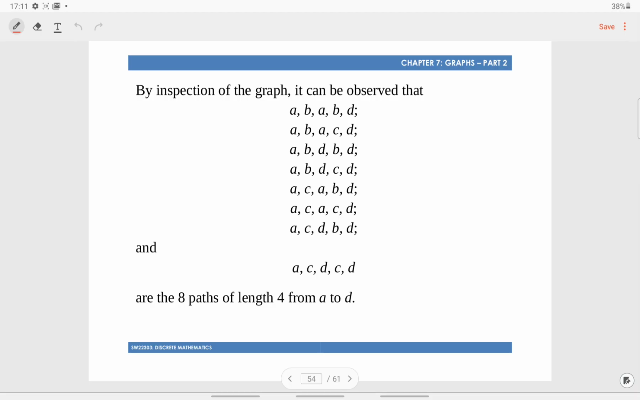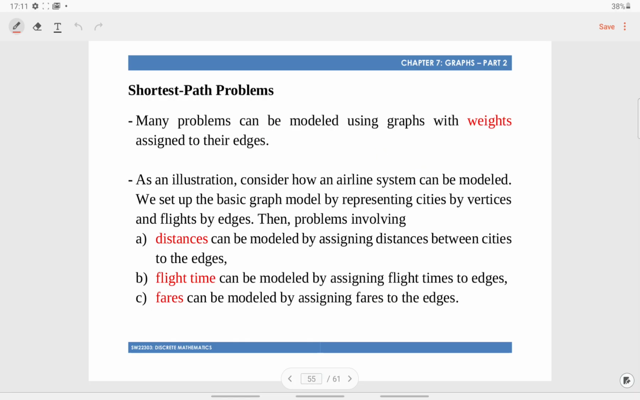Okay, so we can list down all the paths. As we can see here, there are exactly 8 different paths to move from A to D, all with the same length 4. For example, A to B, 1. B to A, another 1. A to B, 1. B to D, 1. So in total, there are 4 edges, meaning the length of the path is 4. Alright.